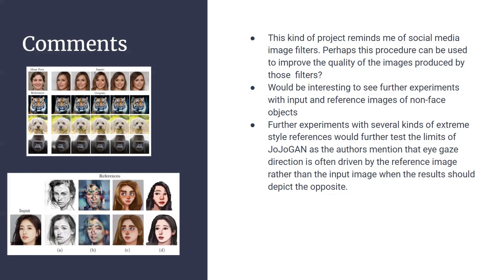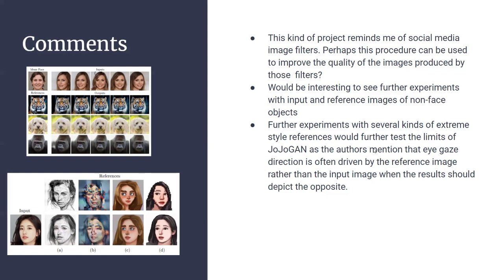Towards the start of the paper, they mentioned that it also works for other kinds of objects, not necessarily just people. So I'd like to see more comparison of results of this style mapping procedure used on other kinds of objects.